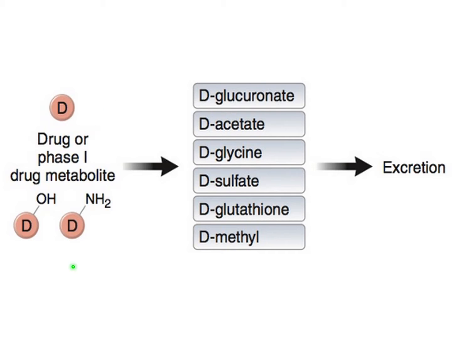Before excretion, usually, but not always, drug undergoes metabolism, as we have seen. And after phase 2, you have glucuronate or acetate or glycine or sulfate or glutathione or simply methylated derivative. And this is how the compound is going through kidneys.